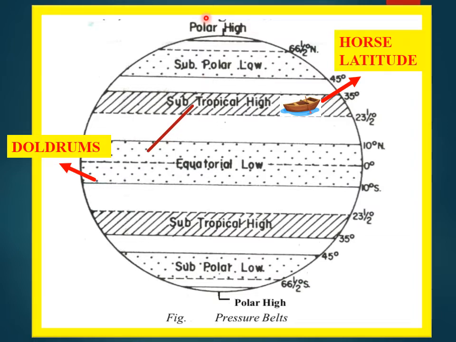So it descends here in this region between 30 and 35 degrees north and south of the equator, which is called the subtropical high pressure belt, both north and south of the equator. This area is also called the horse latitude. Now why is it called the horse latitude?